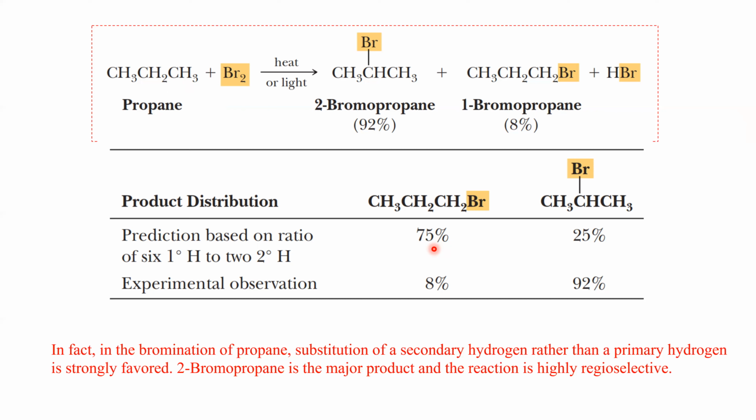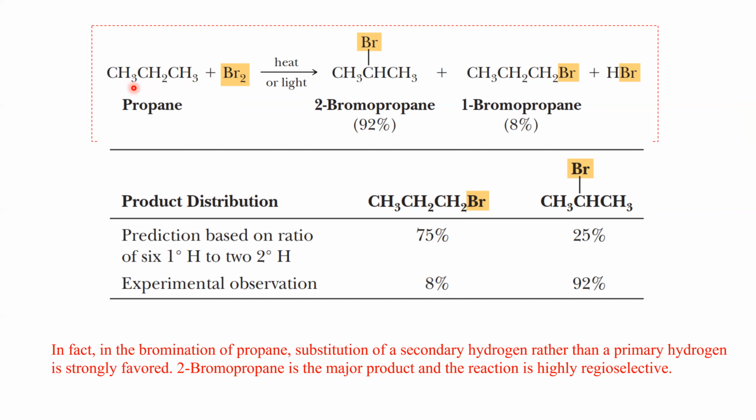But what we experience experimentally, when that reaction has actually happened in a lab, is that we got only 8% of the 1-bromopropane and 92% of 2-bromopropane. Now that is the bizarre thing, because if we just look at the structure of that compound, there are 6 protons which are primary, so there should be 6 times more chances, 6 opportunities for that replacement with the bromine. So why is this happening?